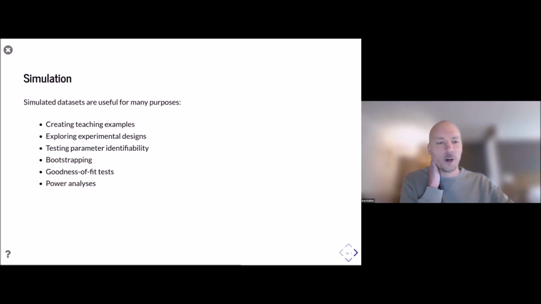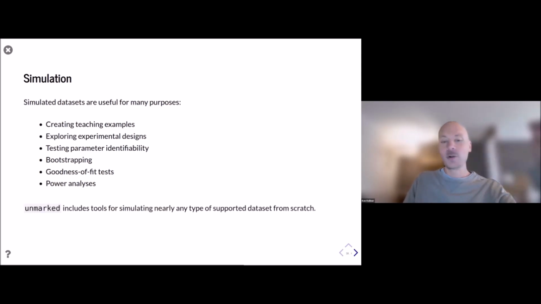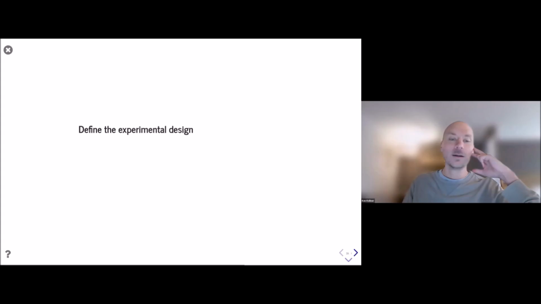Simulation can be super useful for creating teaching examples, exploring experimental designs, bootstrapping, goodness of fit, which we already showed, power analysis, which I'll show in more detail in a minute. So unmarked includes a tool for simulating basically any type of data that it has a model for from scratch, which for simple models is pretty easy to do manually, but for more complex models, it might be hard to get all the math right.